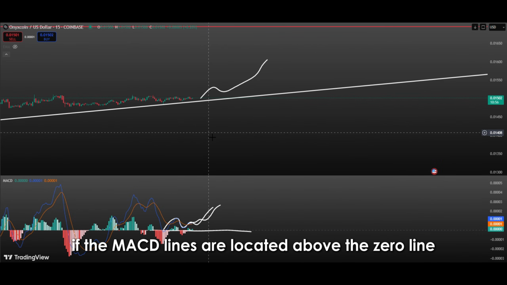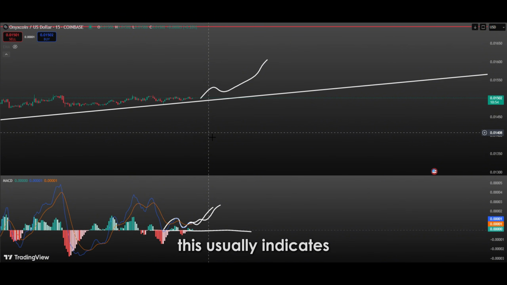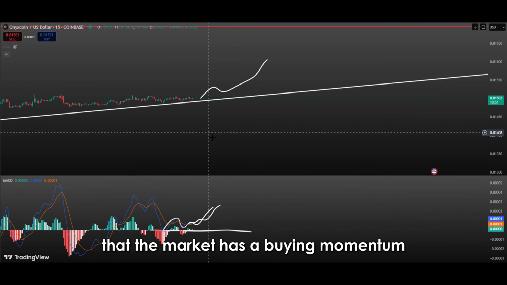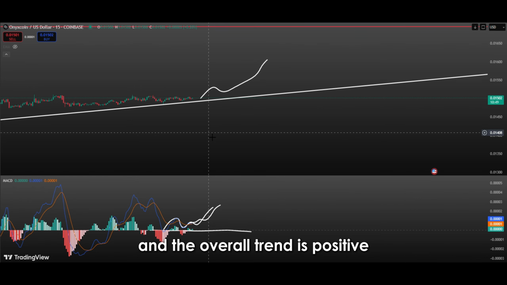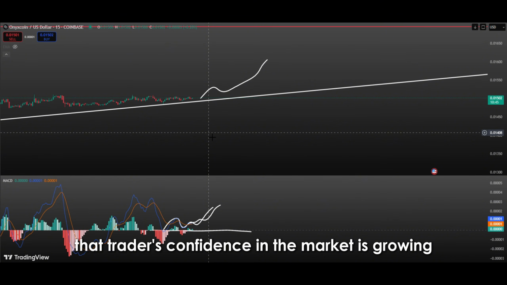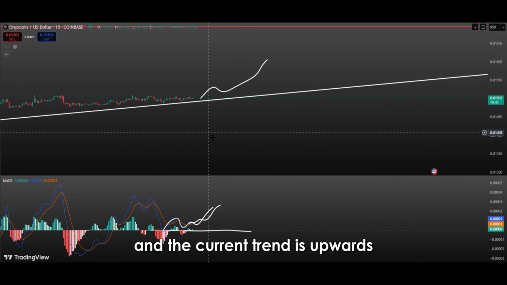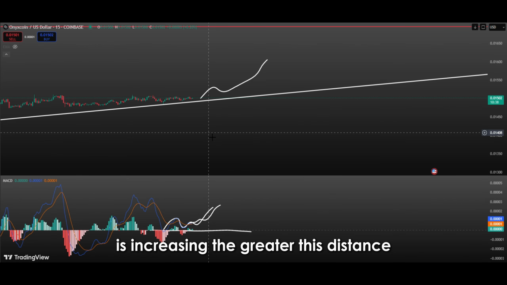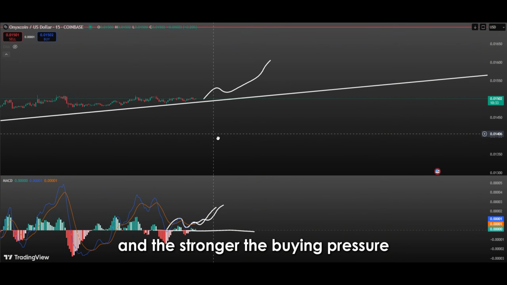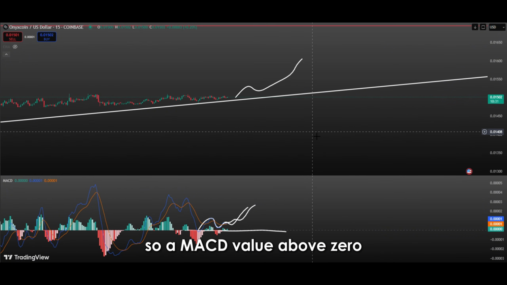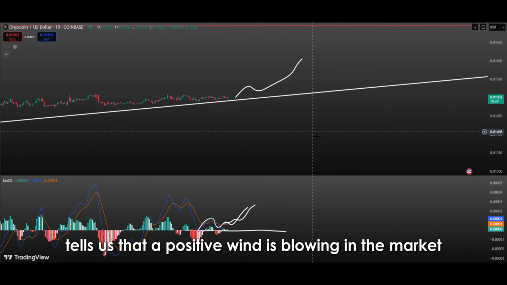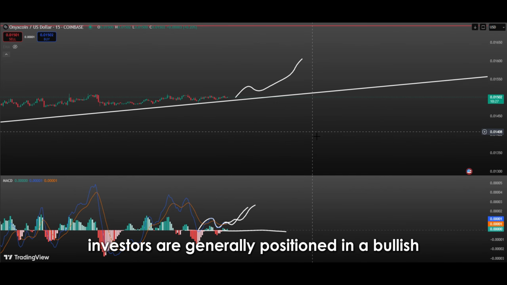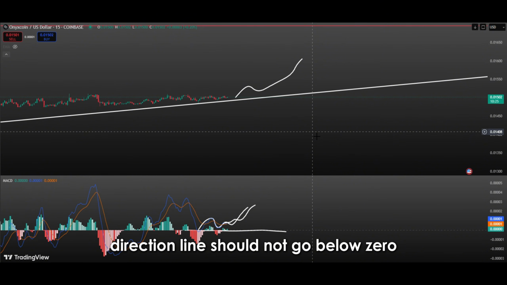If the MACD lines are located above the zero line, this usually indicates that the market has a buying momentum and the overall trend is positive. A position above the zero line signals that traders' confidence in the market is growing and the current trend is upwards. This also indicates that the distance between the moving averages is increasing. The greater this distance, the higher the momentum and the stronger the buying pressure. So a MACD value above zero tells us that a positive wind is blowing in the market and that investors are generally positioned in a bullish direction. Lines should not go below zero.